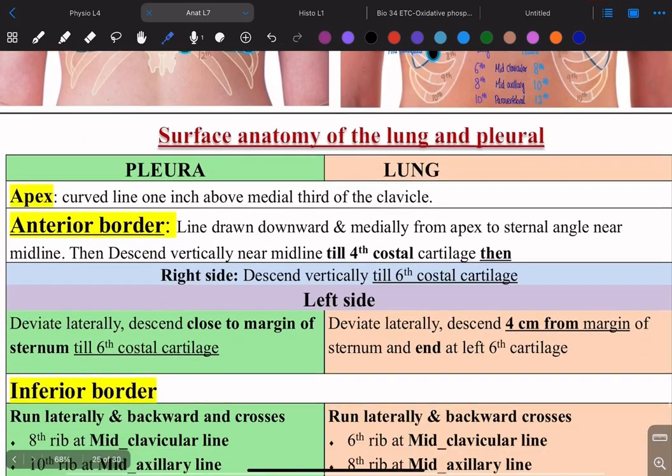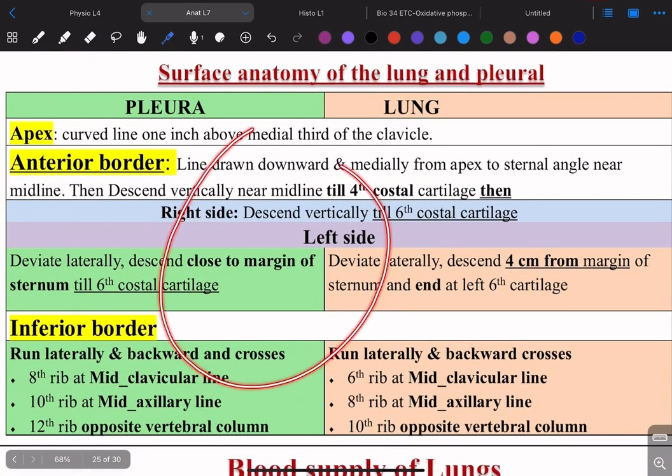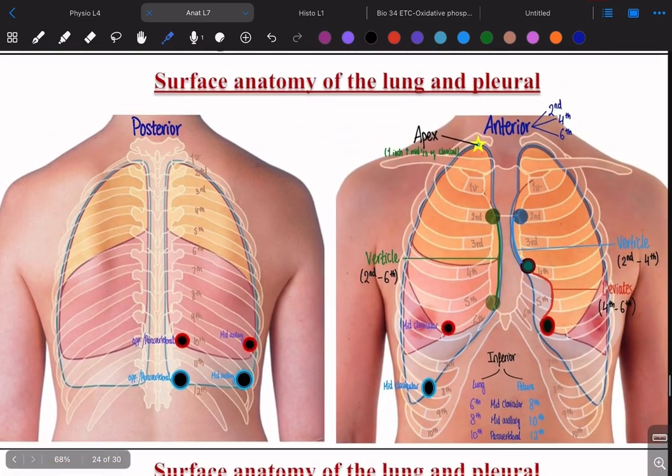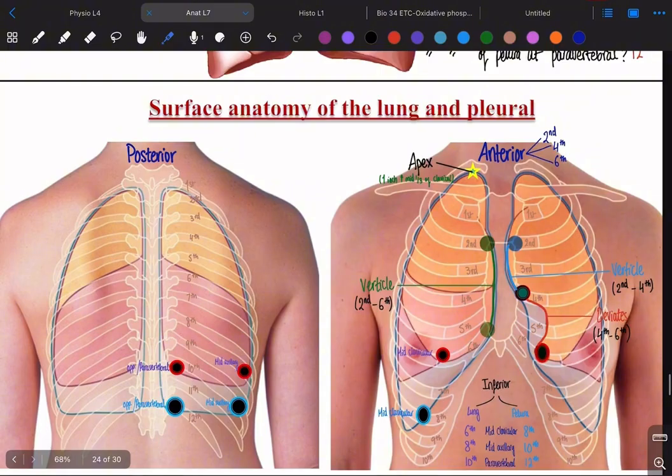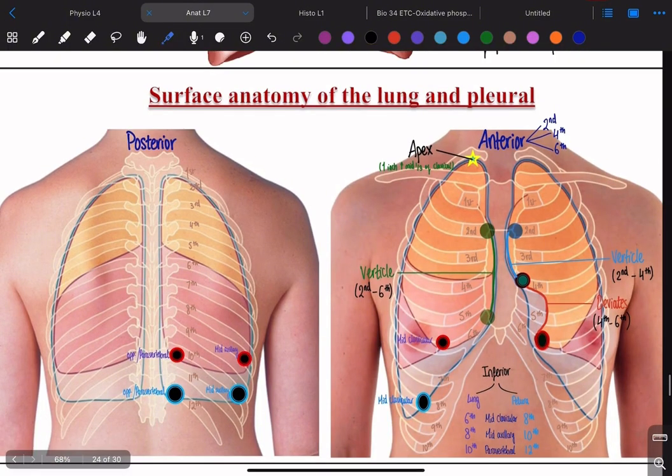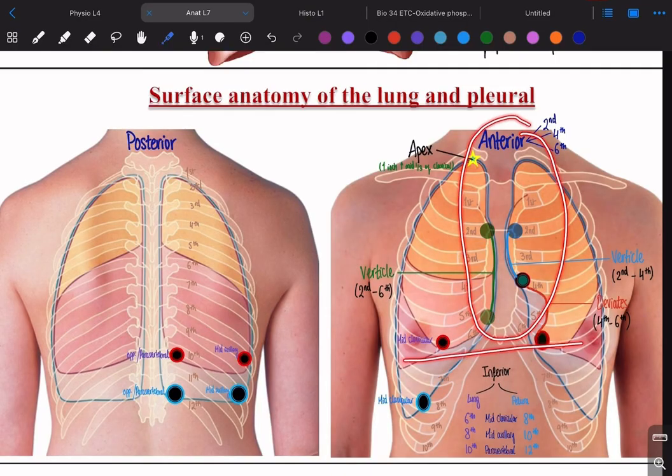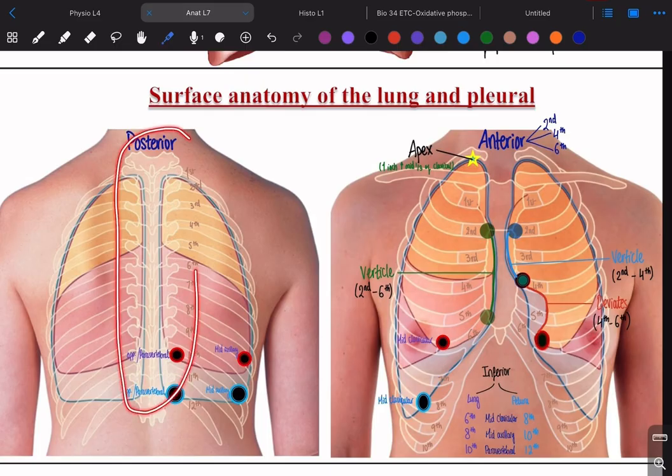So let's forget about this table for now because it seems complicated, and we're going to simplify everything and explain it here on this diagram. Okay. So first of all, we're going to know the surface anatomy from two surfaces. We want to know the anterior surface and the inferior surface. Okay, so we will learn the anterior and inferior surfaces. So first of all, we know that this is the posterior surface, then we have the vertebrae, and this is the anterior surface. We have the sternum and the clavicle.